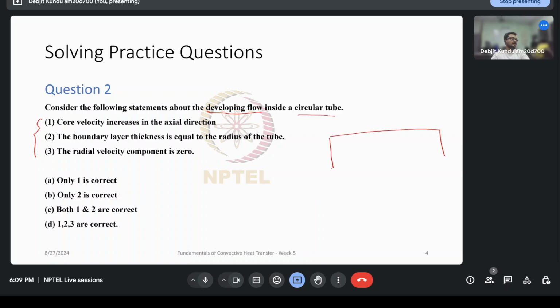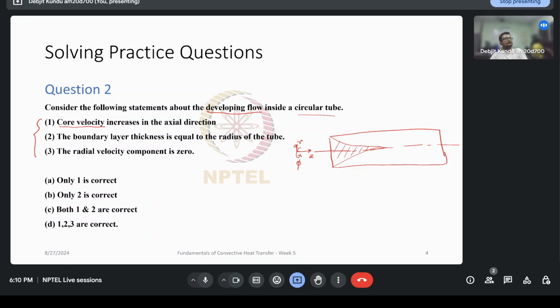So once again, I have a cylindrical tube like this, with this being the center line. And what happens is boundary layers grow like this, and that is what we mean by development of flow. So this region is the core region. So the velocity in the core region is called core velocity. The question is whether core velocity increases in the axial direction. And once again, this is our axial direction Z, radial direction R, and azimuthal direction phi.